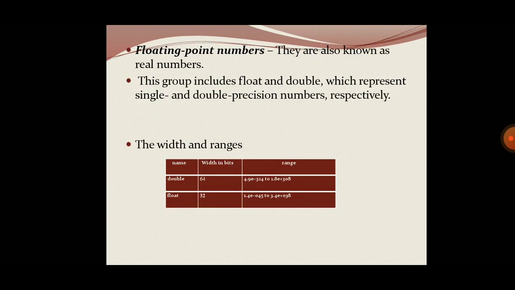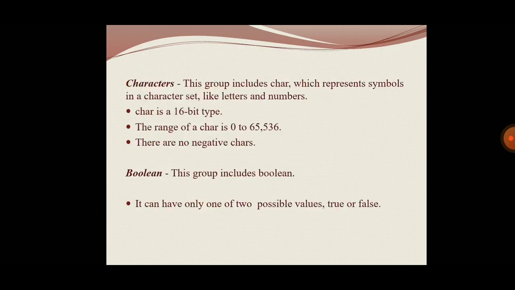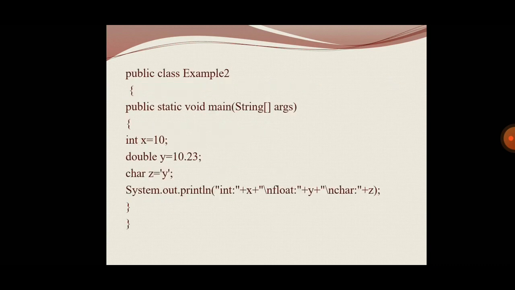Next, floating point, which is also known as real numbers. It includes float as well as double, and the size for double is 64-bit and for float it is 32-bit. Next is the character. The char type represents symbols like letters as well as numbers. It is a 16-bit type and the range given is 0 to 65536, no negative values. Boolean: this group includes boolean, which has only two possible values, that is true or false.